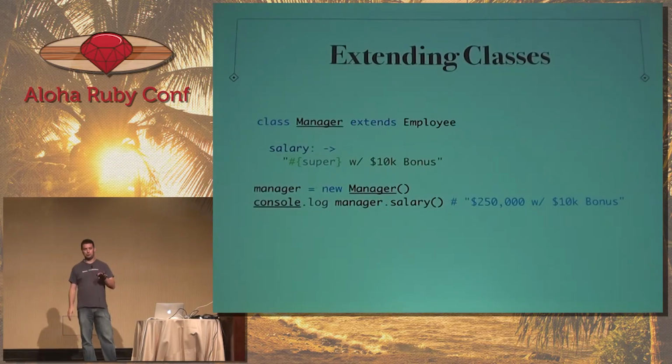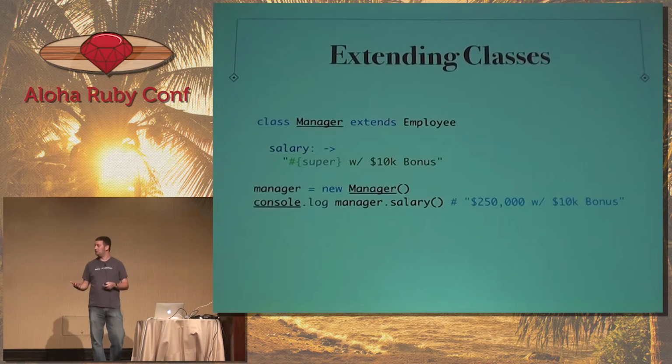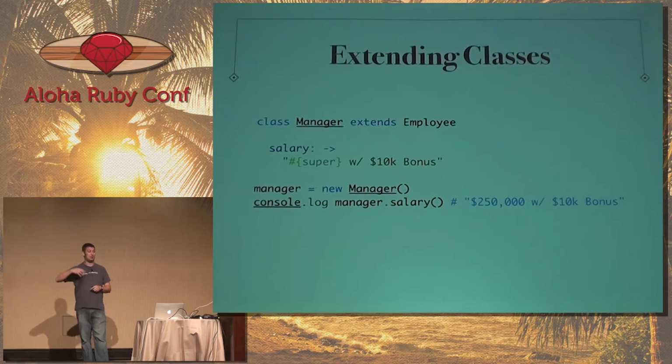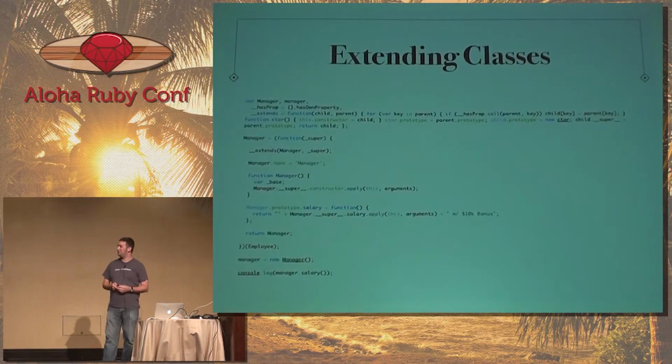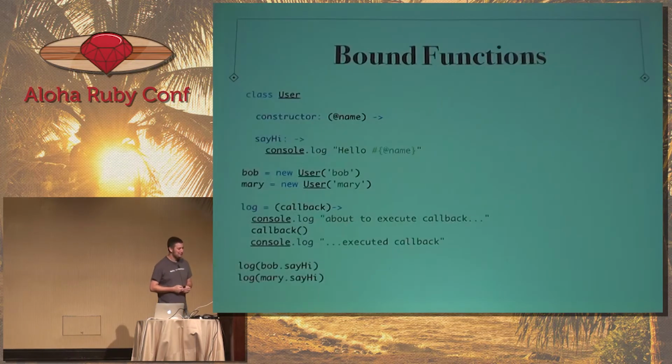And the argument rules for super that apply in Ruby also apply in CoffeeScript. So here I don't pass any arguments to super, so any arguments that get passed into salary will get passed up to super automatically. Or I could pass in my own arguments to super and override those. And then here again, the JavaScript gets smaller and smaller and tinier and tinier.